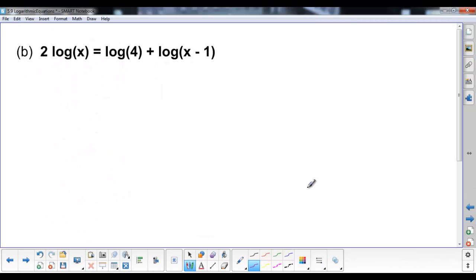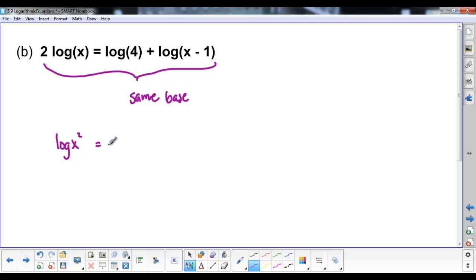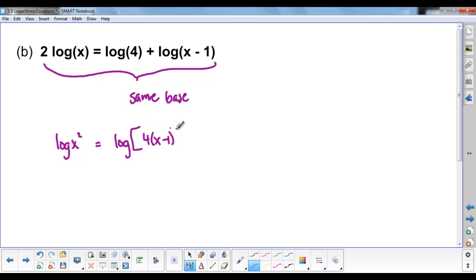Again, I take a look. Every single term is written as a logarithm, and every single term has the same base. So the first thing I want to do is get rid of any coefficients and change them into exponents. On the left side here, I'm going to change this to log base 10 of x squared. And on the right side, I'm going to use the product law to write it as a single logarithm. Because we have two logs with the same base, I can multiply the arguments. So I can say that this is log base 10 of 4 times x minus 1.